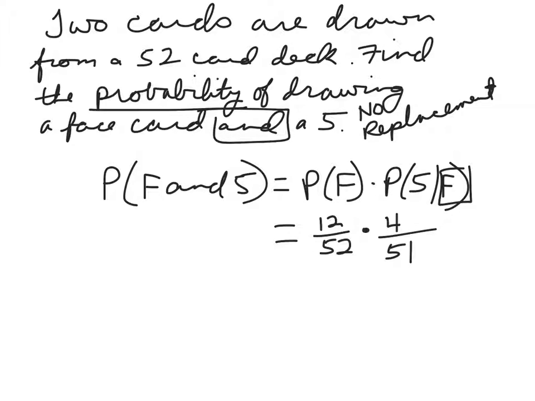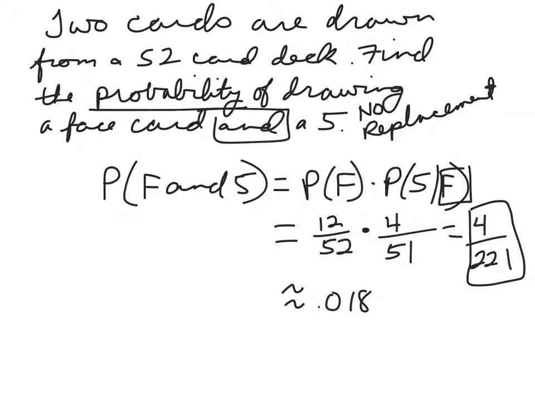So to figure this probability, I would take 12 out of 52 times 4 out of 51, and I'm punching that in on my calculator. That is a decimal of approximately 0.018. If you want it exactly as a fraction, that turns out to be 4 out of 221. So not a very good probability of picking a face card and then a 5.